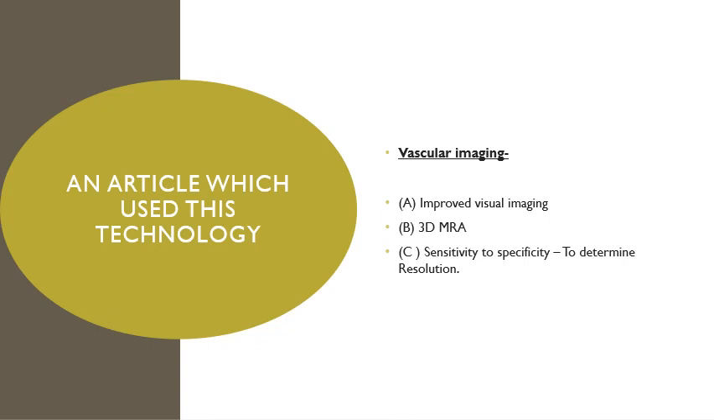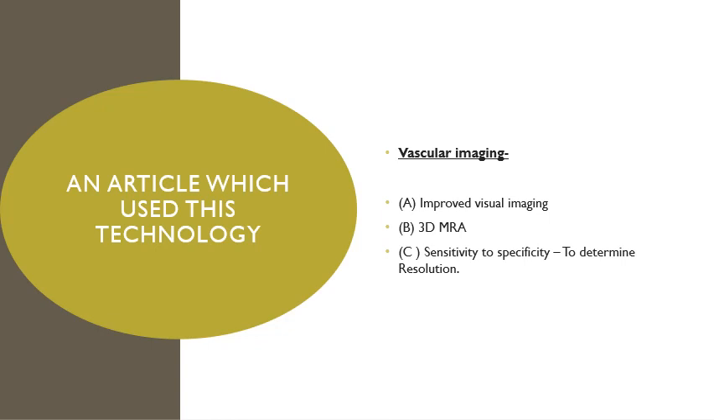So with 3D MRA, it describes arterial stenosis better, and arterial occlusions are also more easily identified using this 3D MRA. There are also a lot of additional advantages of using 3D MRA. They include greater anatomical coverage and more accurate identification of hemorrhage. There is also an imaging protocol which provides sensitivity and specificity values. It is used to determine the resolution.